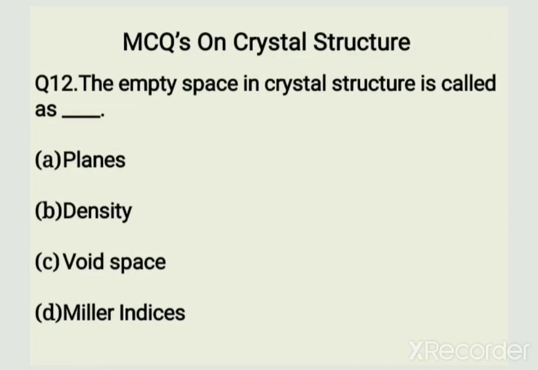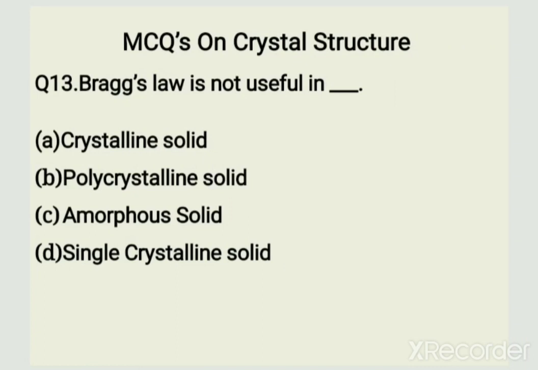Next is the empty space in the crystal structure is called as. The opposite of atomic packing fraction is the empty space, and the empty space in crystal structure is called as void space. The space which is unutilized in a crystal structure is called as void space, or we can say it is empty space. So the correct answer is option C, that is void space.